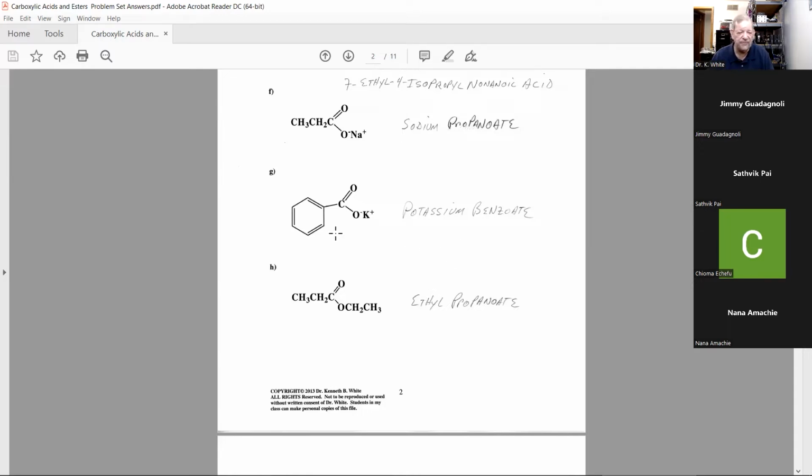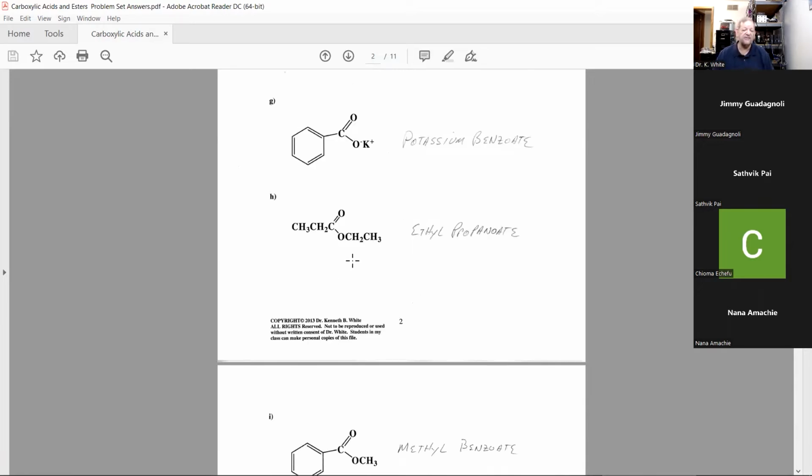All right, now for G, when R is a benzene ring, you can only use method 2A. The cation is from potassium. The carboxylic acid is benzoic acid. Drop the IC in the word acid and add ATE and you get benzoate. Now for an ester, R prime is ethyl, 3 carbons, propane, drop the E, add OATE.